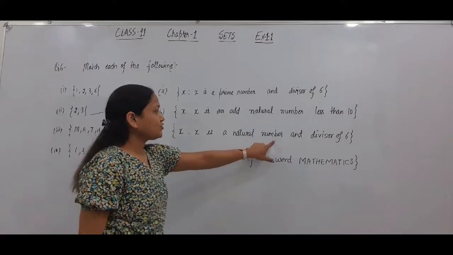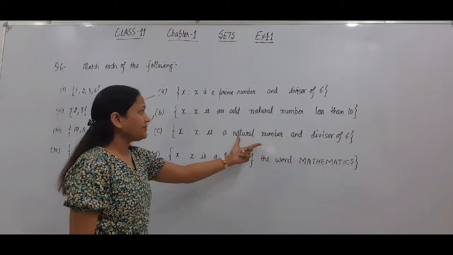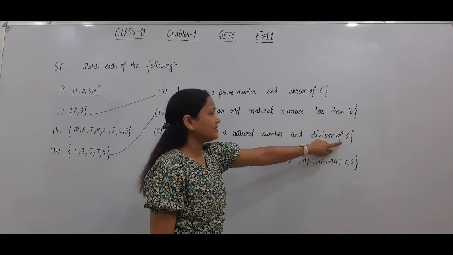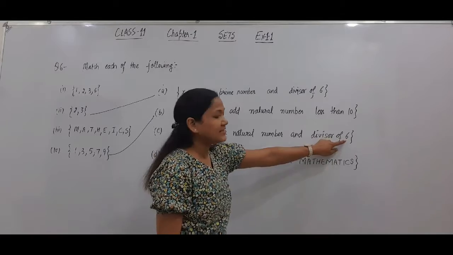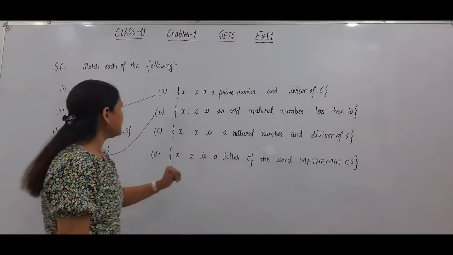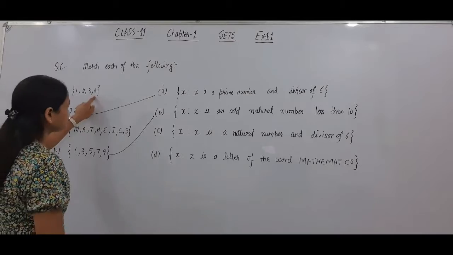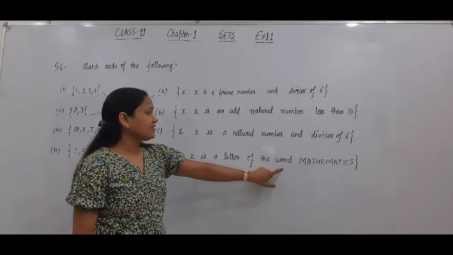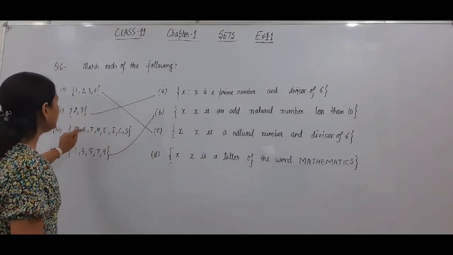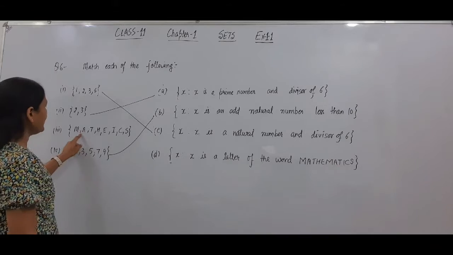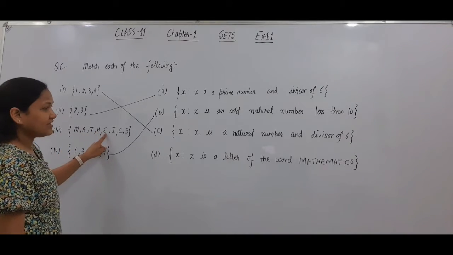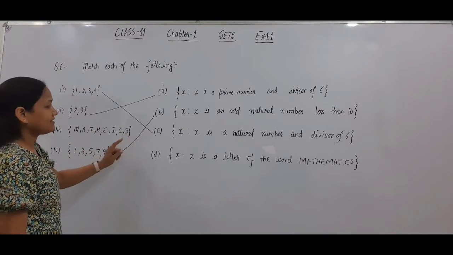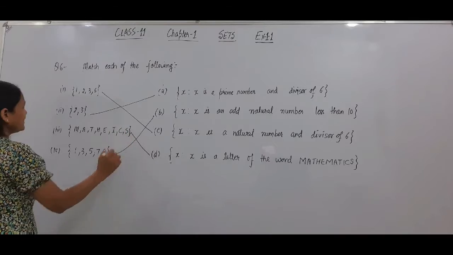x such that x is a natural number and a divisor of 6. It must be a natural number and also a divisor. Look, natural 1 is also a divisor of 6, 2 is also a divisor of 6, 3 and 6. These are the divisors of 6. So C can be matched with the first one. And x such that x is a letter of the word mathematics, and this is this set: M, A, T, H, E, M, A, T, I, C, S. So D can be matched with the third one.